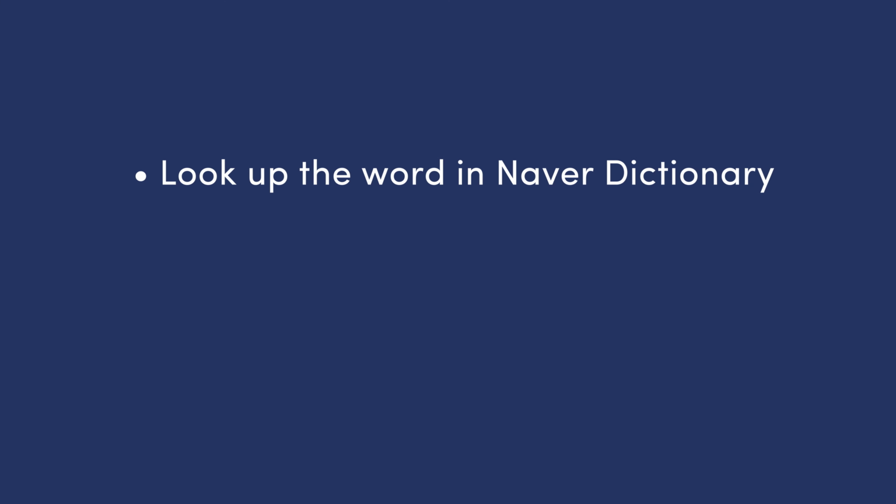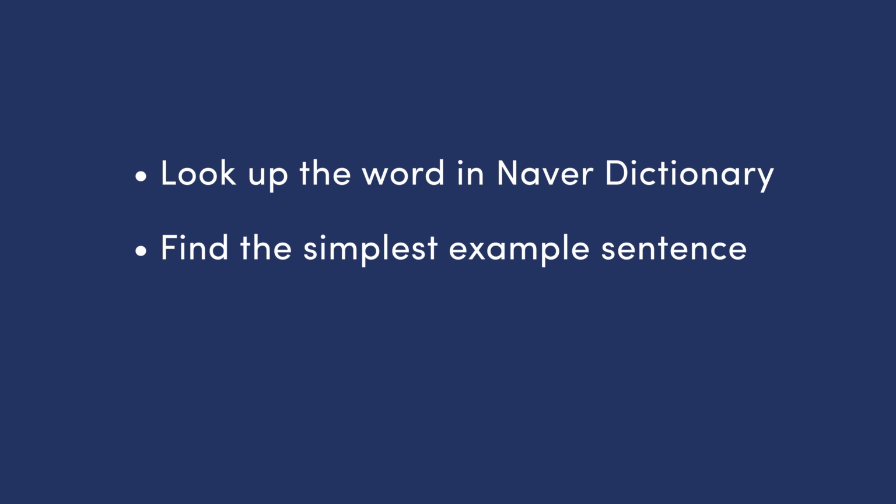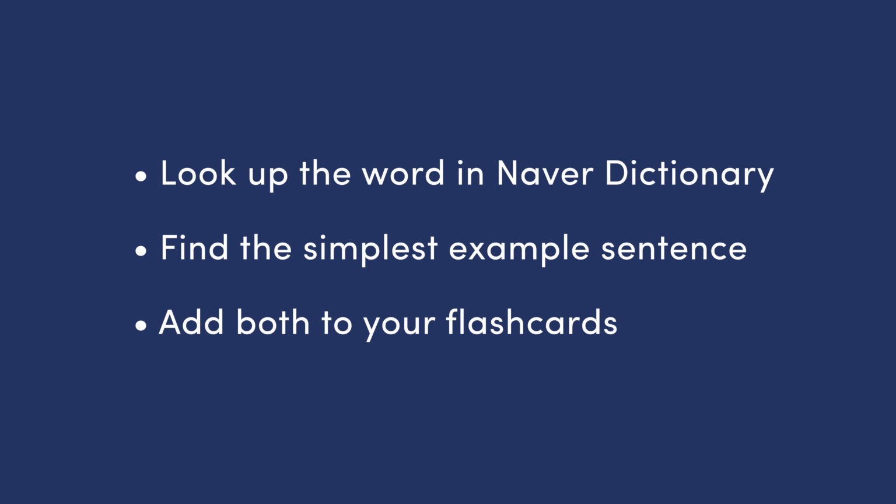Here's how I do it. Look up the word in Naver Dictionary. Find the simplest example sentence. Add both to your flashcards. The added bonus of this method is that you get extra reading practice. Don't worry if you don't know the meaning of the words in the sentence. Just keep practicing. What will happen is that you'll find common words that appear in different sentences, and you'll further reinforce other words through this process.